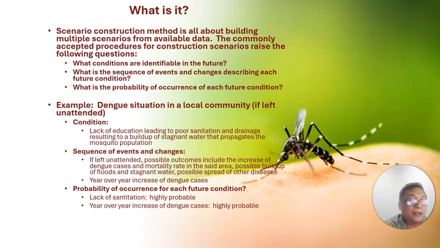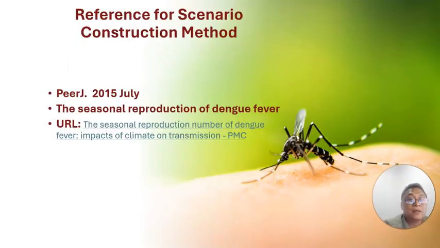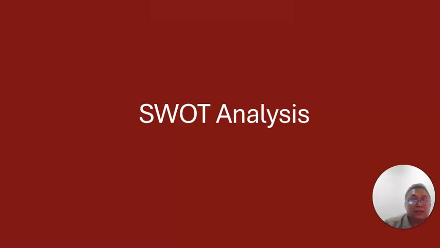What is the probability of occurrence for each future condition? I think if left unattended, we all agree that the lack of sanitation is highly probable, and a year-over-year increase of dengue cases is also highly probable. My reference material for the scenario construction method is pasted on this portion of the slide. We will then move on to SWOT analysis, which is another form of issue identification.